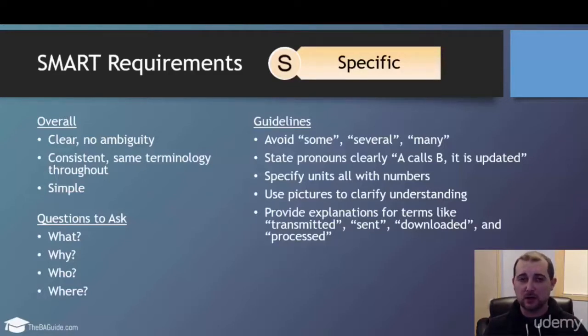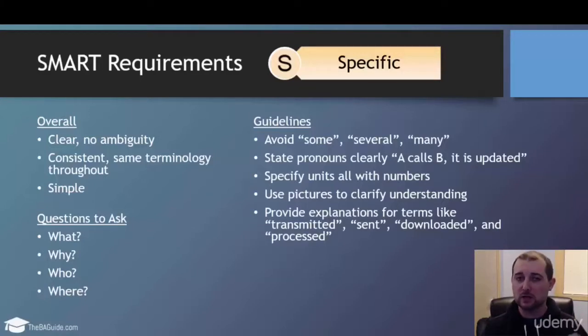When you talk about that, you're using terms that are not specific. You're saying, well, sometimes it needs to be able to do this. No, you need to say when it needs to do it and when it doesn't need to do it. Very specific. We already talked about the pronouns. Specify the units with numbers. Don't just say the response needs to happen within 7. 7 what? 7 seconds, 7 milliseconds, 7 hours, 7 days? You need to have the units with any numbers.